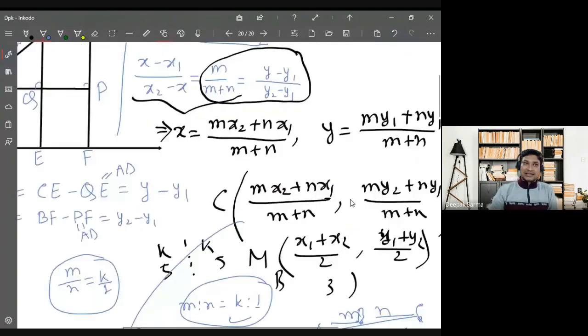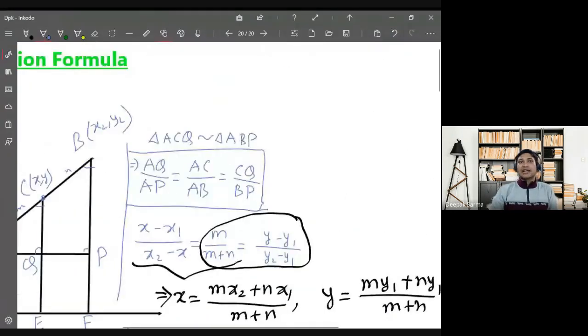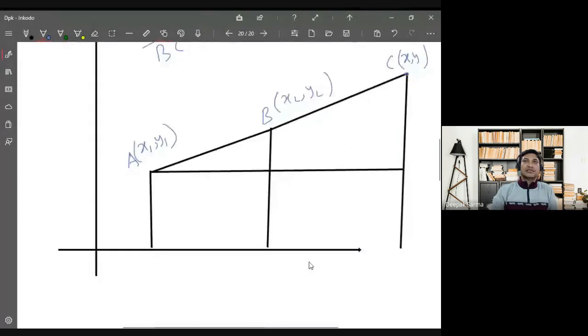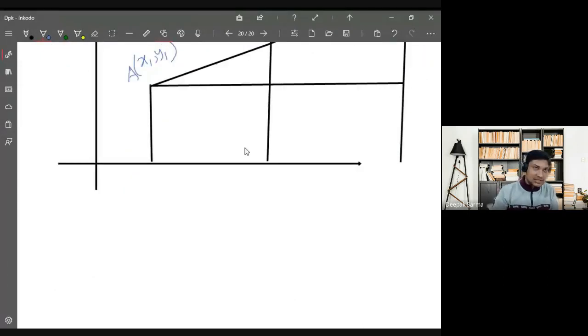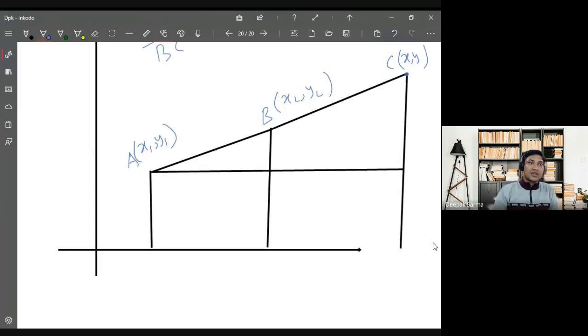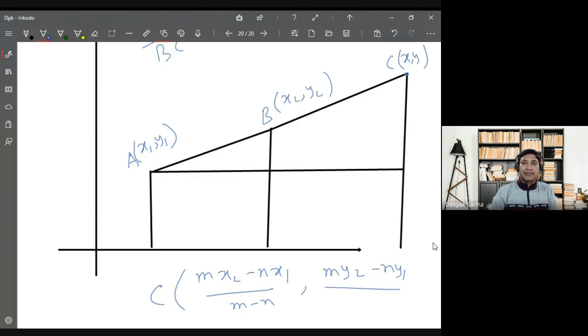Proceed similarly, exactly this way. Now after calculation, what do you get? You will get the same formula, but the sign will be negative. That is, if you replace n by minus n, you will get it. So for external division, if you apply the same technique, the coordinate of the point C here will be almost similar, but m x2 minus n x1 by m minus n. That is, you have to replace n by minus n. That's it. And here m y2 minus n y1 by m minus n. Hope all of you will try, because it is similar.